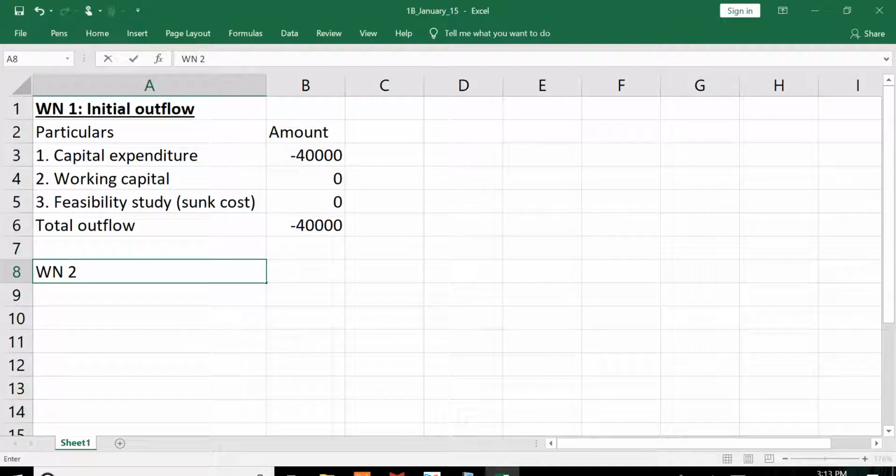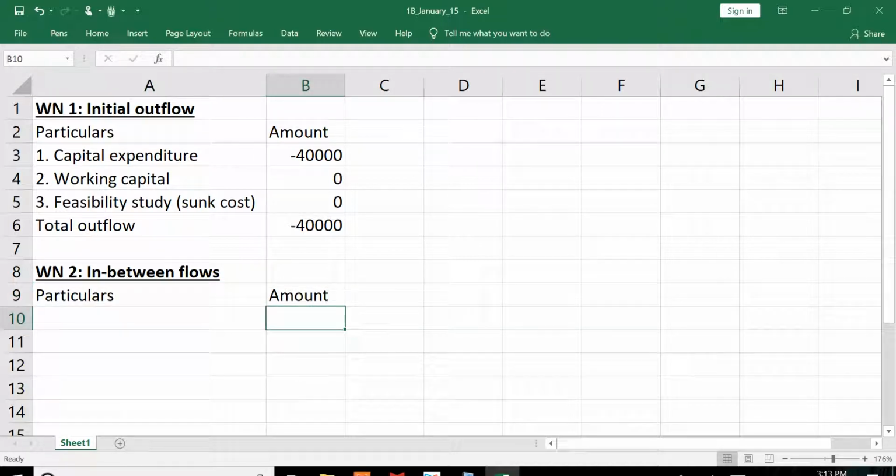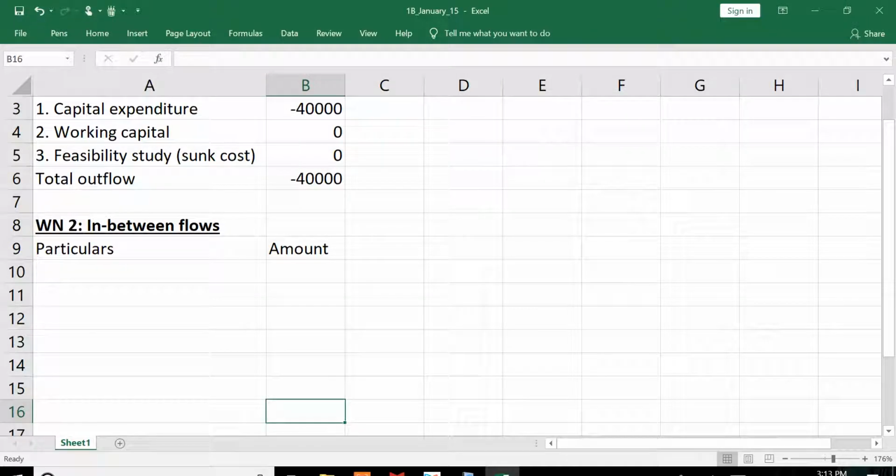Working note 2, in between flows, particulars and amount. Listen, when I do in between flows, we will have 2 types of problem. One problem where I will write particulars year 1, year 2, year 3, year 4, year 5, year 6 separately because the calculation will be different for different years.